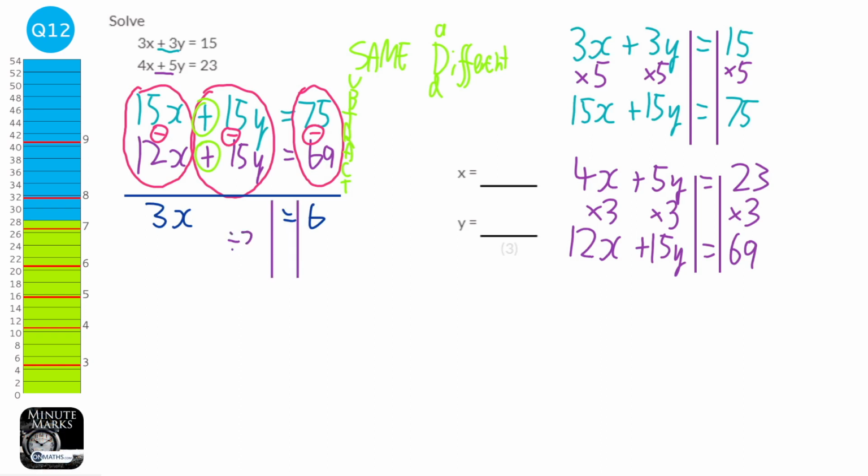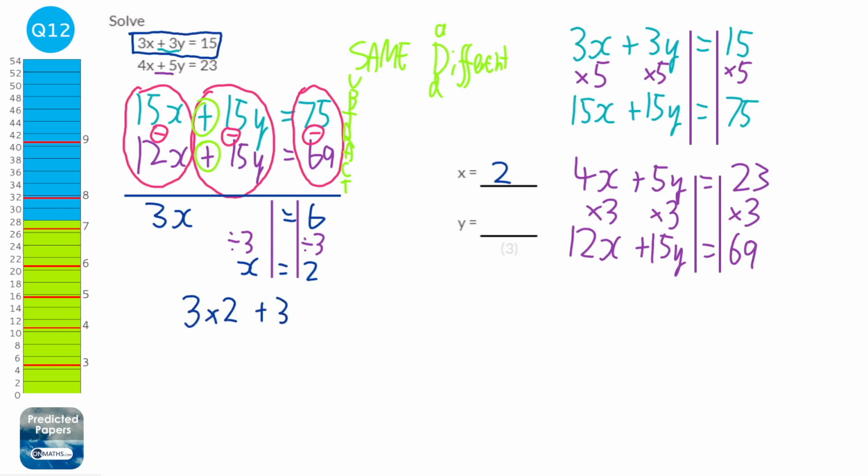So we're going to divide by 3 both sides to get what x equals. And so x equals 2. Now that's only half the battle because we need to find out what y equals. So we're going to substitute that into the first equation. And so we've got 3 times 2 plus 3y equals 15.